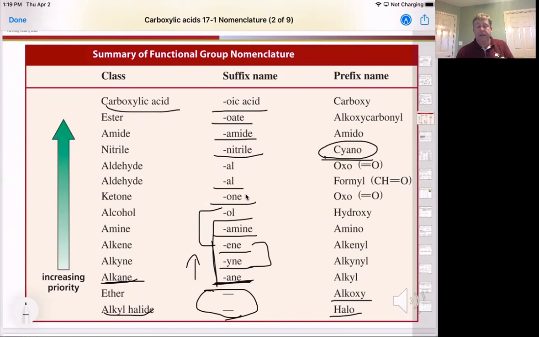So if we have aldehydes on the system, and it's right at the end right here, we call that the formyl group. But if we have ketones, we would call that an oxo-substituent on any of the ones above it. Again, the hydroxy, amino, ethynyl, alkyl groups would be those substituents as well. So we'll do that in some of our practice problems.